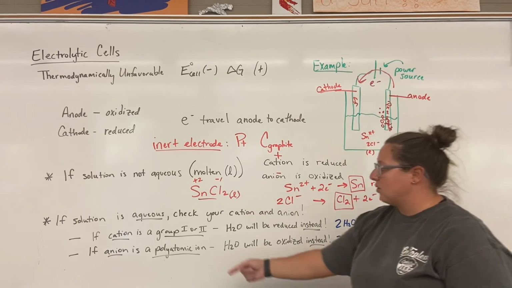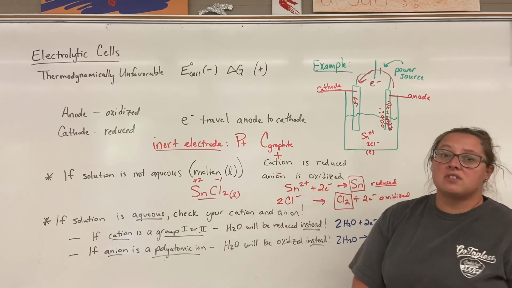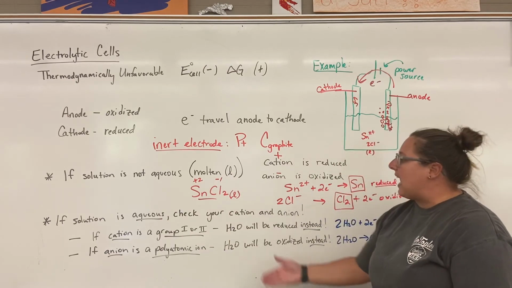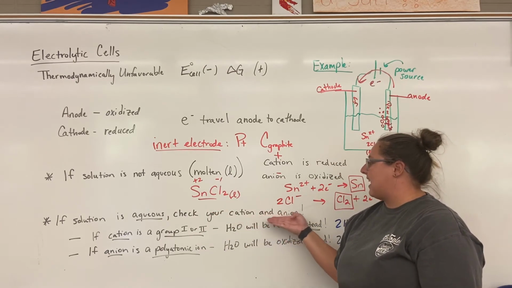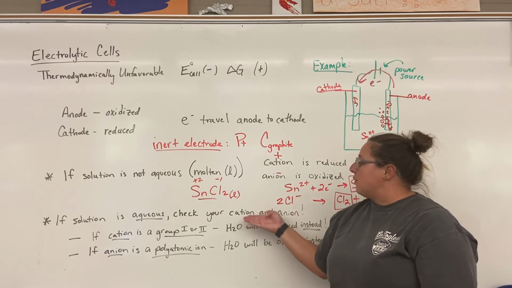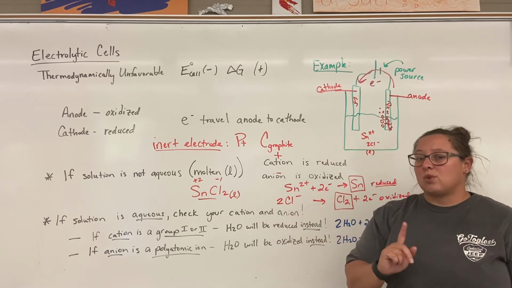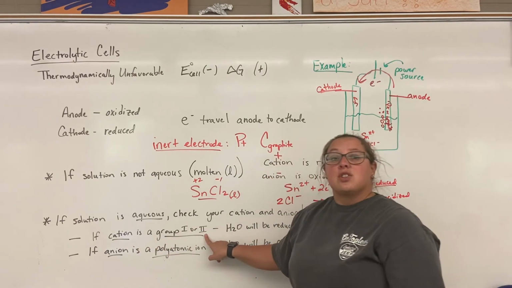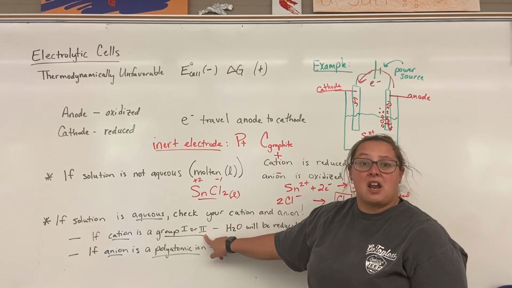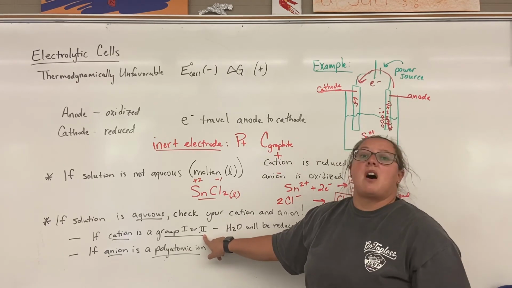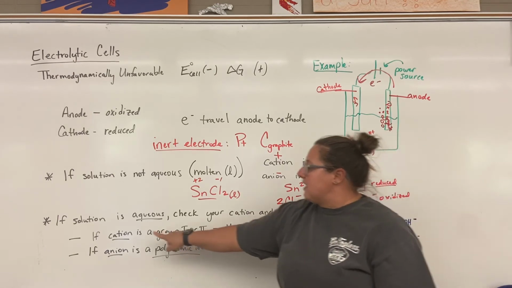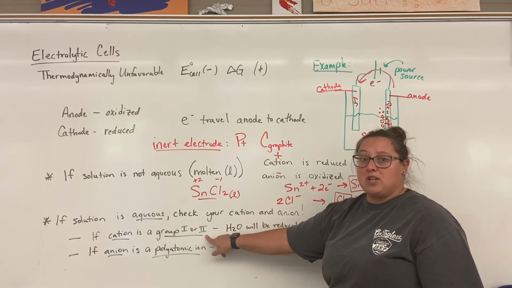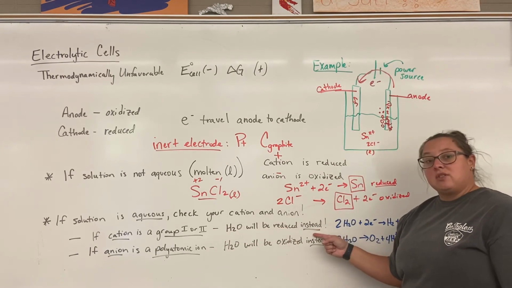What if we have a solution that is aqueous? Well, there are some rules that we have to abide by here. If the solution is aqueous, we have to double check our cation and anion, okay? And so if we double check our cation and anion, these rules apply. If the cation is a group 1 or group 2, so remember, that's group 1 or group 2 on your periodic table, the first two columns on the left-hand side, those cations will not be reduced. Water will be reduced instead.